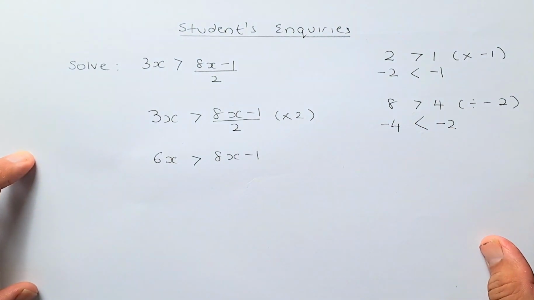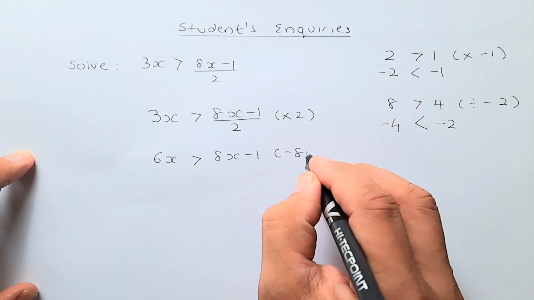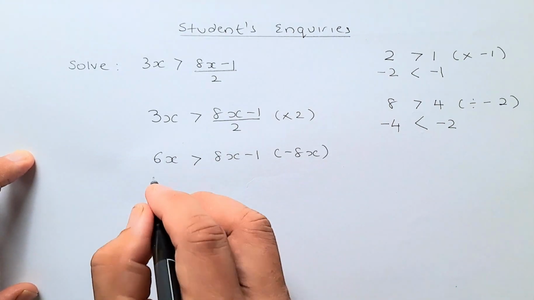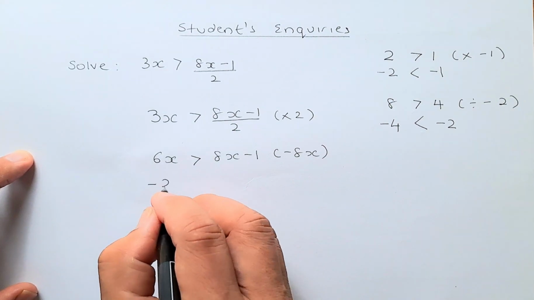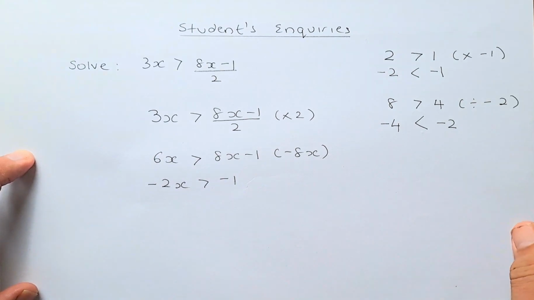Now the next step, we are going to get rid of the x here. So what we do, we're going to minus 8x on both sides. When we minus 8x, 6x minus 8x is going to be minus 2x is greater than negative 1, because 8x minus 8x is going to cancel out.